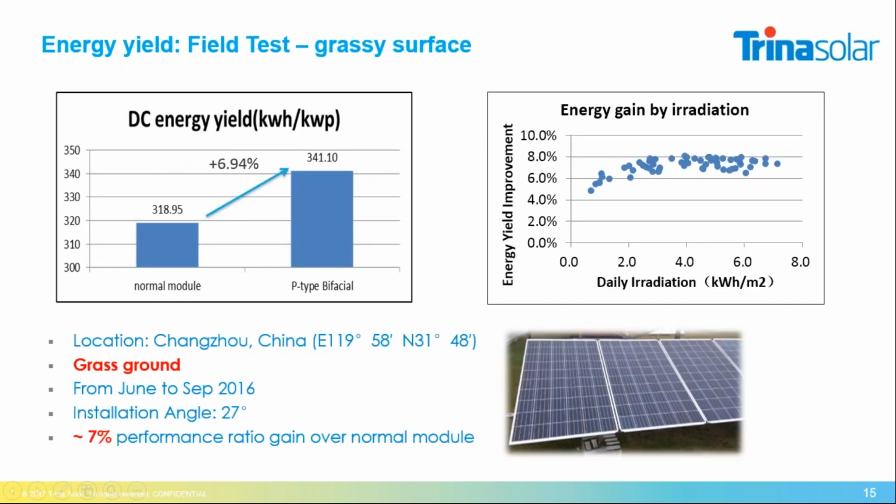We also have a test facility. The test facility is based in Zhengzhou, close to our head office, where our key state lab, our test center, is also located. There we tested the bifacial modules on a grass underground, and here you can see that we achieved approximately 7% better energy yield with a P-type bifacial module compared to a standard module.